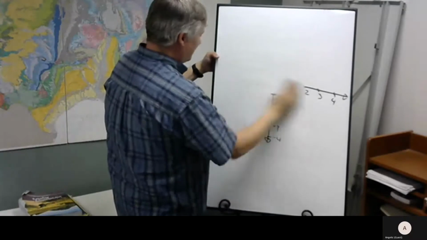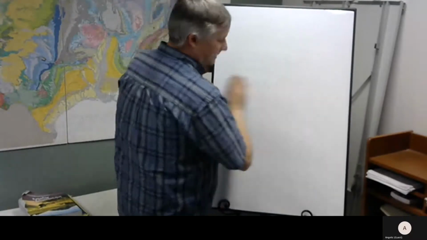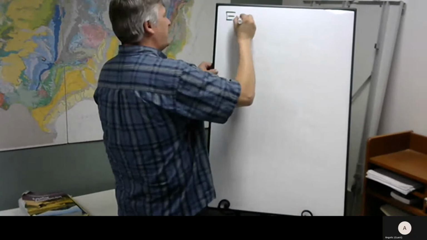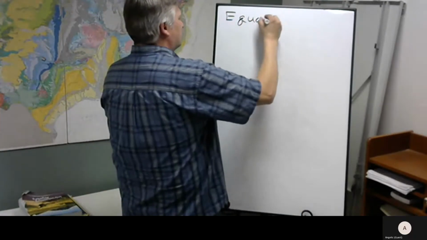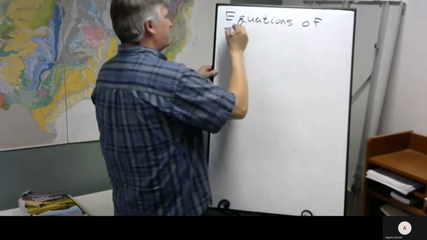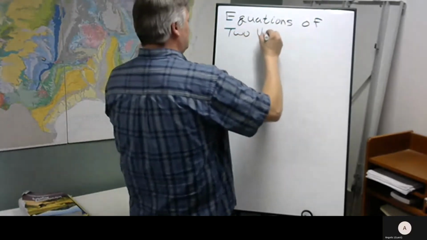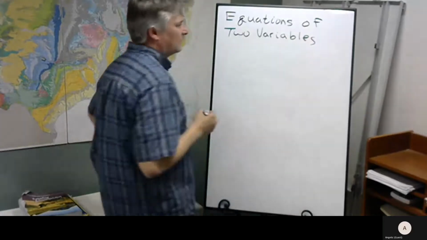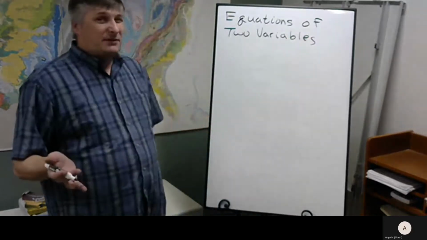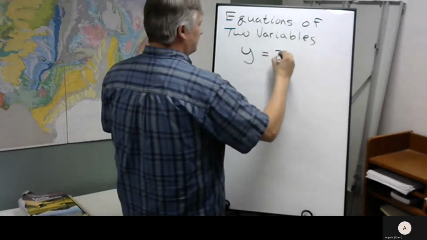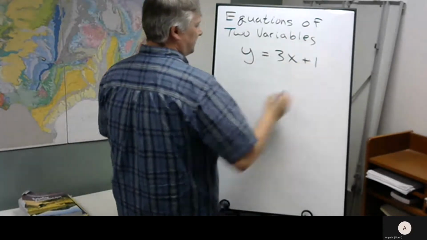And we need to talk about inputs and outputs. So this is where we have equations of two variables. So I'm going to give an example. Let's say we see this. This is sort of a common type of equation you'll see.